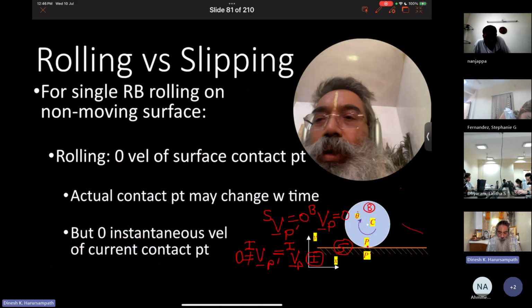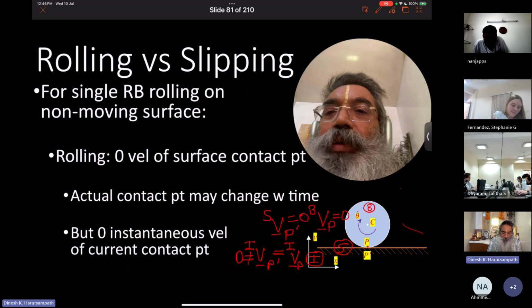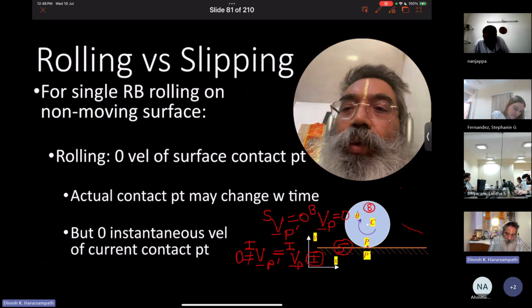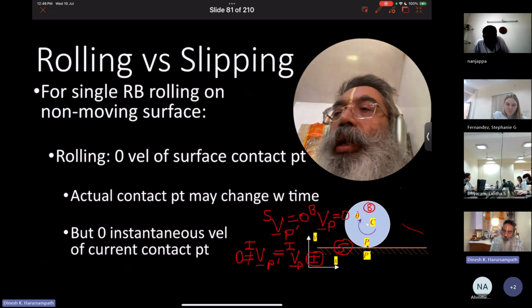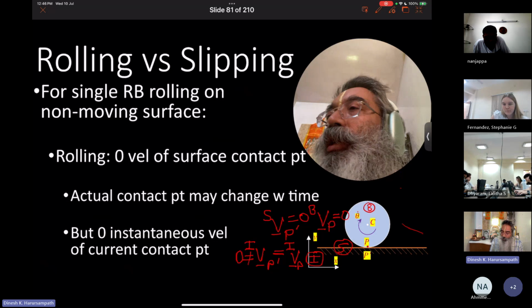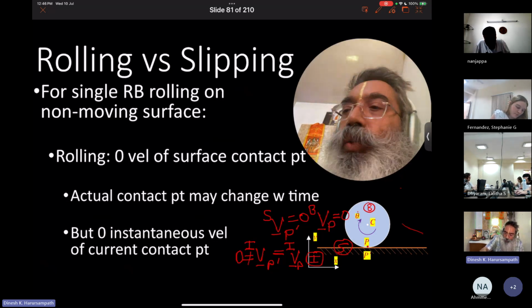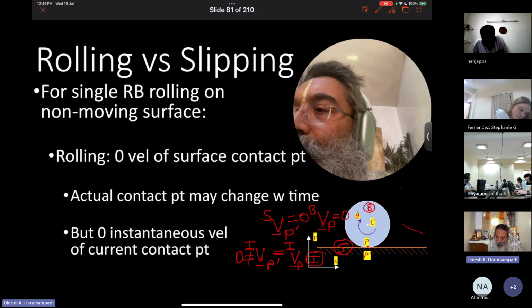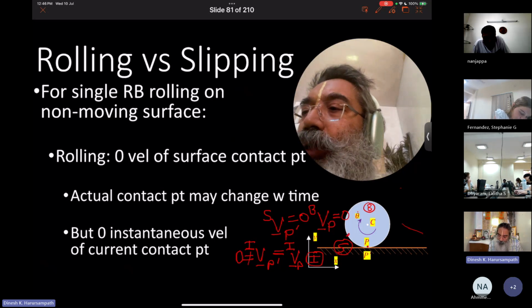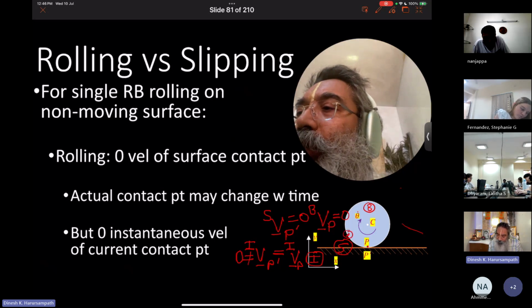So the actual contact point may be changing with respect to time, but the instantaneous velocity of the current contact point is zero. In other words, what was in contact some time ago would now be somewhere over here, and so this particular contact would be at some minus T naught.